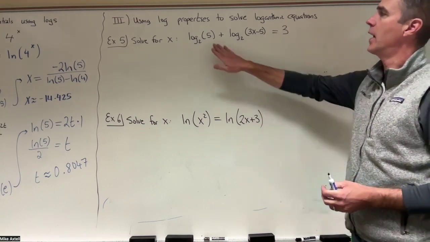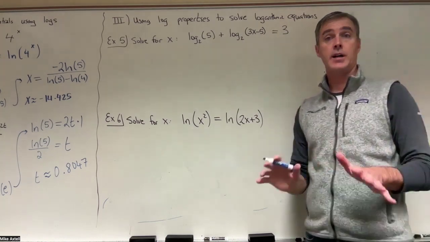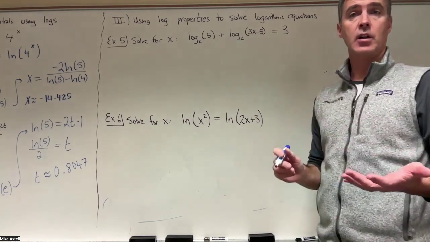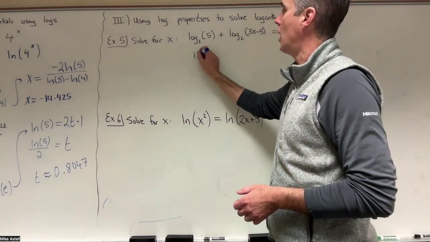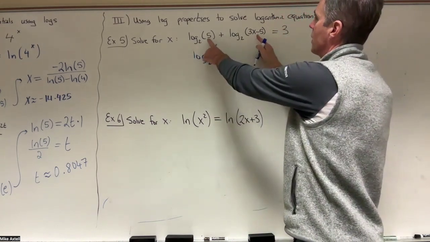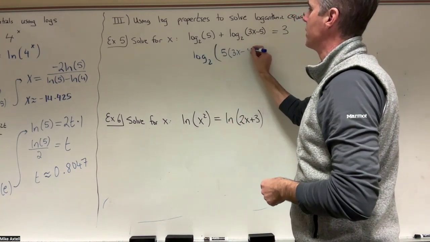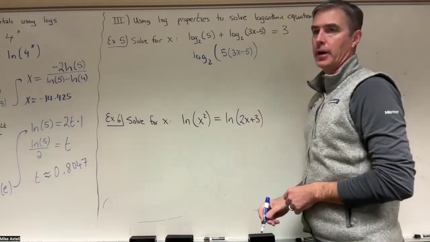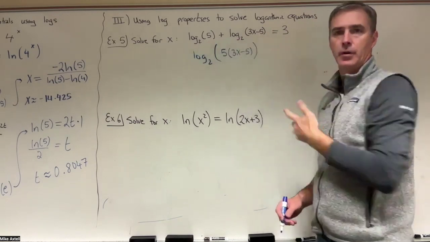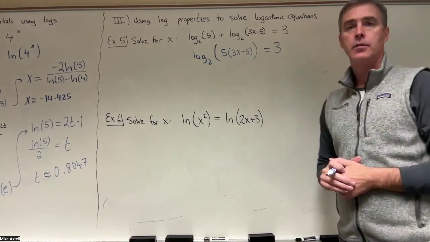All right, so here I've got the sum of two logs is equal to 3, and I know the two logs have the same base, and that's awesome. So what I could do is combine these two logs into a single logarithm. So this would become the log base 2 of, if I've got the addition of two logs, I can combine them by saying this is 5 times 3x minus 5. The log of m times n was the log of m plus the log of n, so that's what I just did there. And I've got a 3 on the other side, no worries.